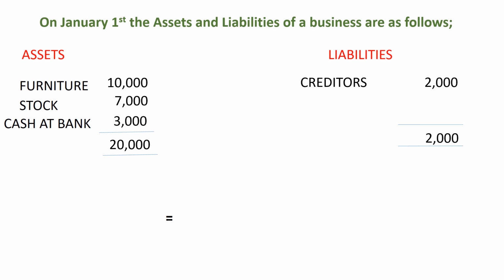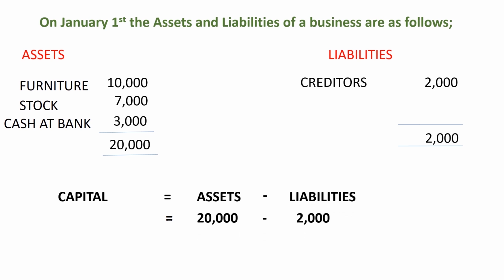So to find our capital, just like the way we have been doing previously in the accounting equation, we were able to establish that capital is given by assets minus liabilities. Our total assets are 20,000 and our total liabilities are 2,000. So the difference gives us 18,000, and that is the value of capital.